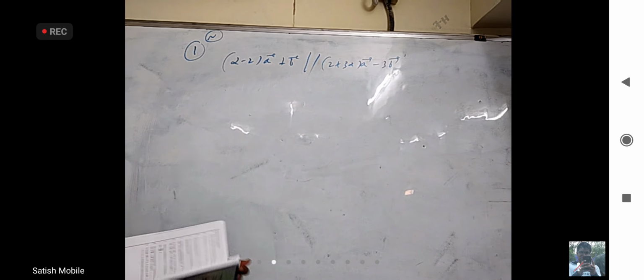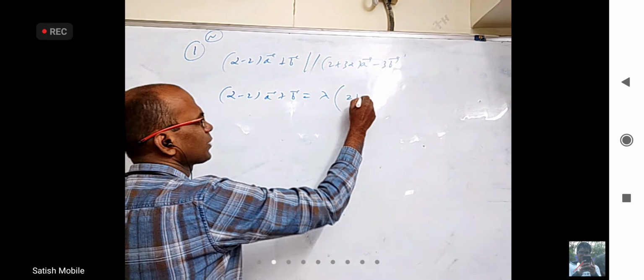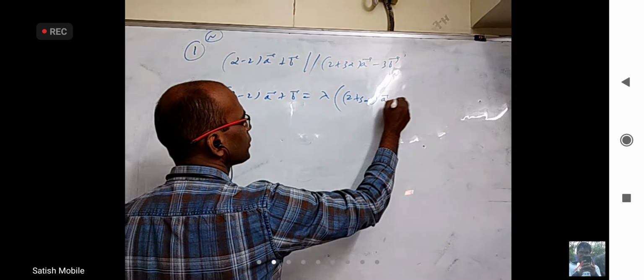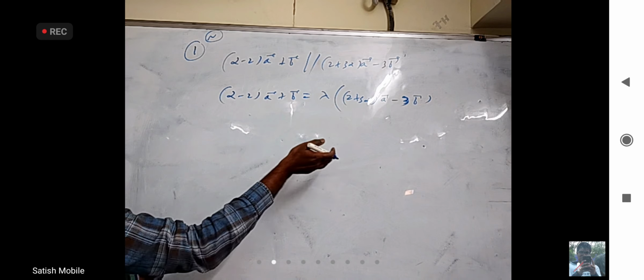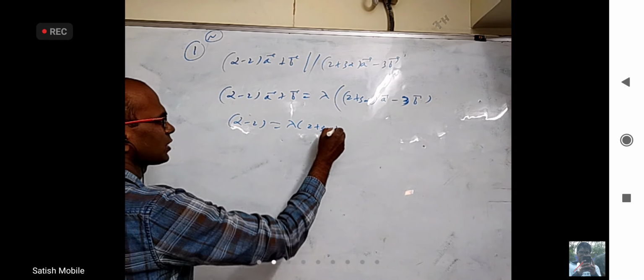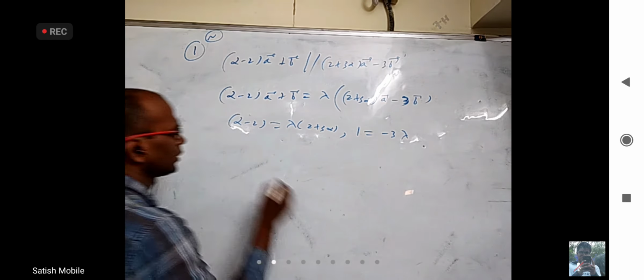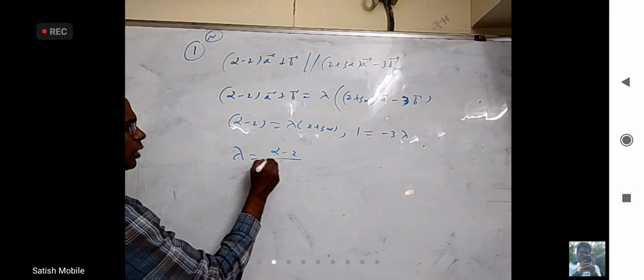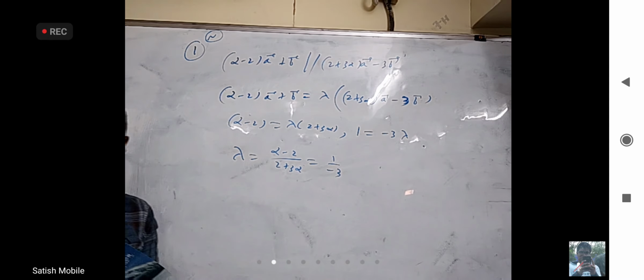Whenever two vectors are parallel, one vector can be written as some lambda times another vector. So alpha minus 2 into A bar plus B bar, I should be able to write lambda times 2 plus 3 alpha times A bar minus 3B bar. Okay, now when I compare A bar coefficients, I will get alpha minus 2 is equal to lambda times 2 plus 3 alpha. B bar coefficient when I compare, 1 equal to minus 3 lambda. So basically we are getting lambda equal to alpha minus 2 by 2 plus 3 alpha equal to 1 by minus 3.